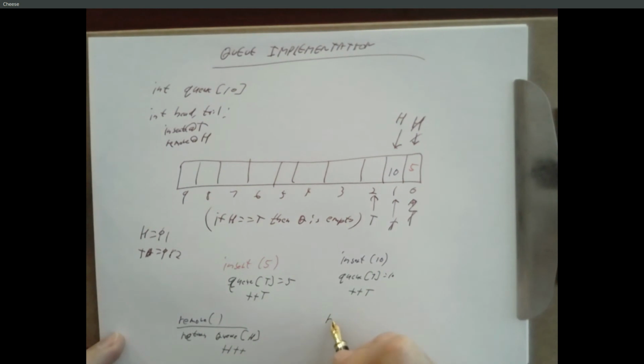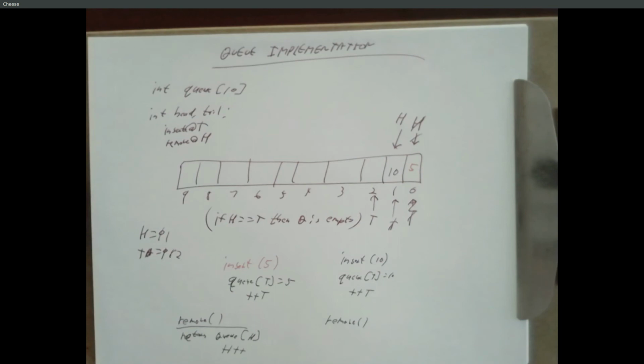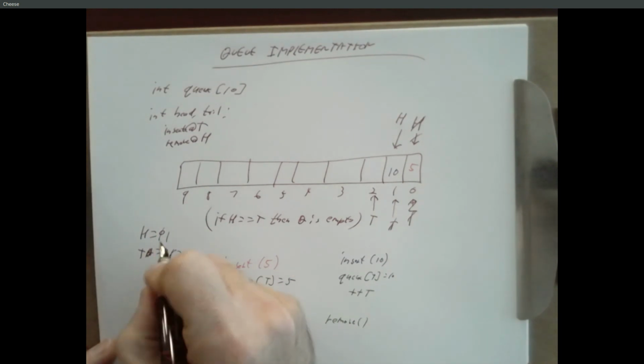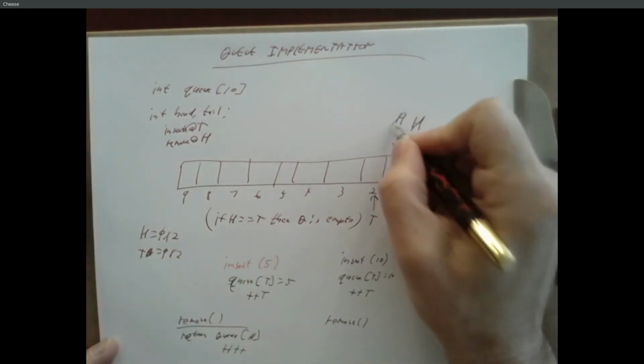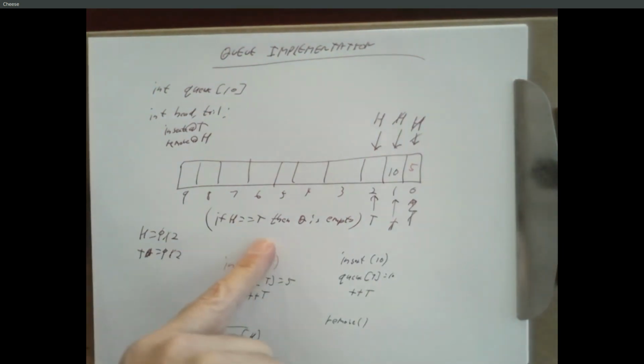If we say remove again, what do we do? We look at Q[head]. Head is 1, so Q[1] is 10. 10 is the thing that we're going to remove. Increment the head once more. Head is equal to 2. And now head and tail are equal to each other. The Q is empty again.